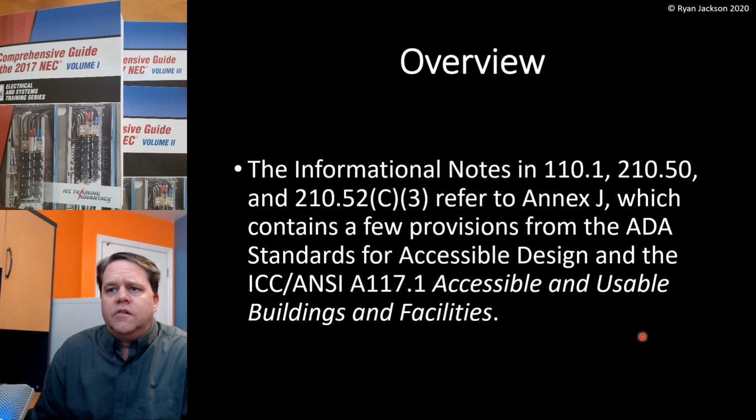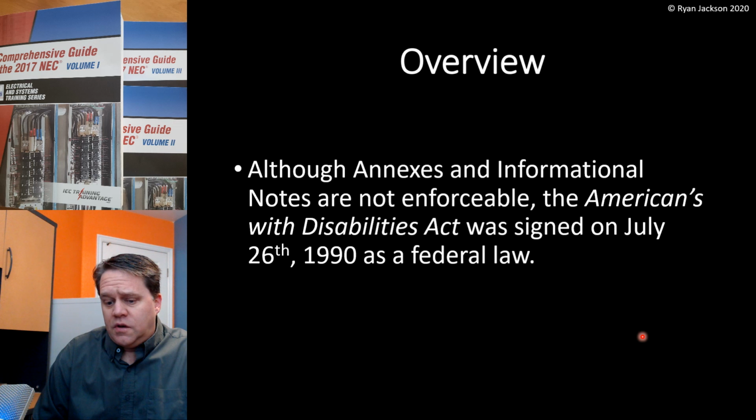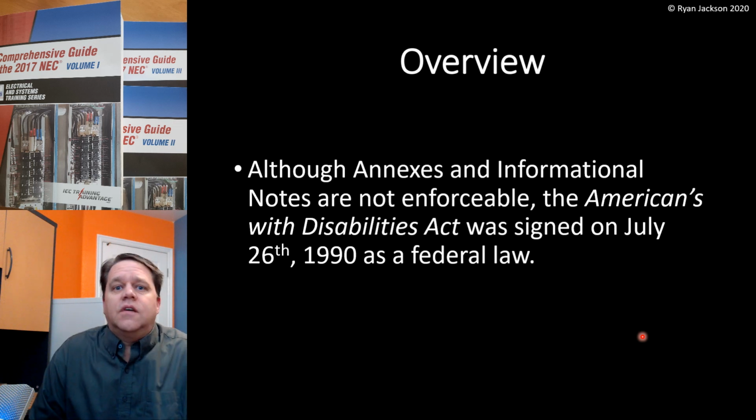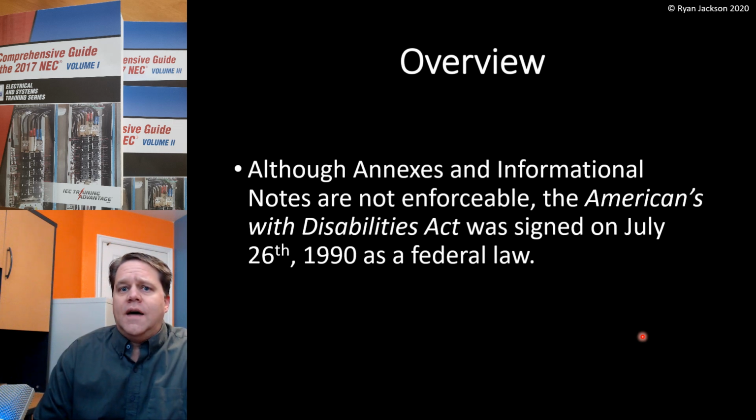So to start out as an overview, the informational notes in 110.1, 210.50, and 210.52(C)(3) refer to Annex J, which contains a few provisions from the ADA Standards for Accessible Design and the ICC A117.1, Accessible and Usable Buildings and Facilities. Now, those are informational notes, and Annex J obviously is an annex, and if you look at section 90.5(C) of the NEC, you'll find that both informational notes and annexes are not enforceable parts of the code. So does that mean that the provisions that we're going to talk about today are not enforceable?